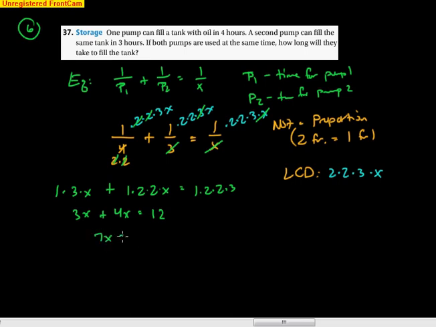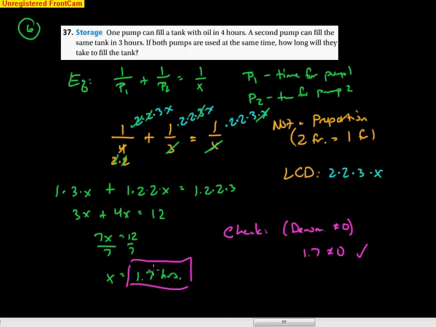This is 7x = 12, and let's divide by 7. And we'll round this to 1 decimal. So 12 divided by 7 is 1.7, and that would be hours. Okay? And again, all you have to do is check to make sure that the denominator is not 0. The first 2 denominators are numbers, so as long as x does not equal 0, we're good. So that denominator is just 1.7, which does not equal 0. So we're good.